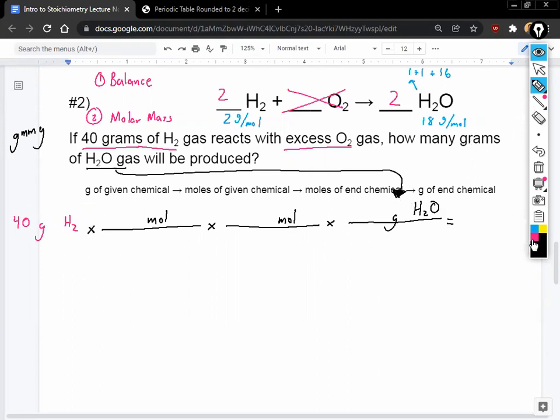So I have grams of H2. If I want to get rid of it, where should I put it on this fraction? Yeah, bottom. So I'm going to put grams of H2 on the bottom. And that's going to be moles of H2.